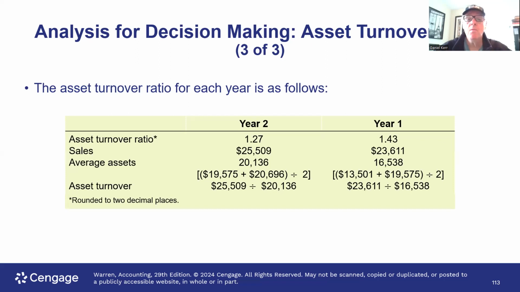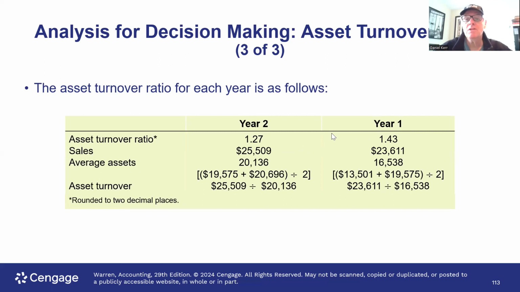So here, we can compare year 2 to year 1, and we can say, well, they're not doing as good a job. Why do I say that? Because the asset turnover ratio has declined. It went from 1.43 to 1.27. So a ratio in itself doesn't tell you much until you compare it to something. So you can compare it to previous years, as we did here.